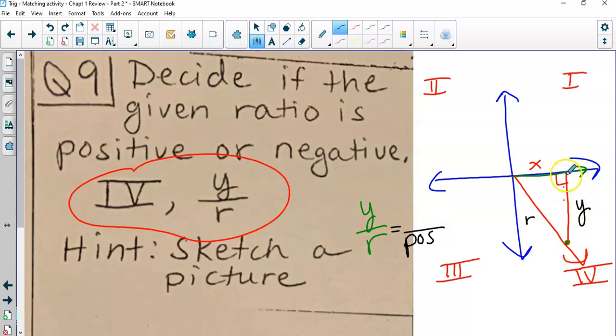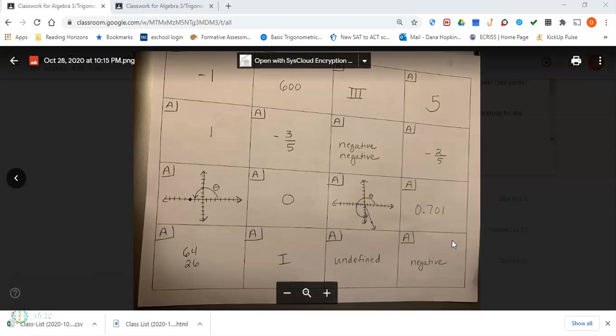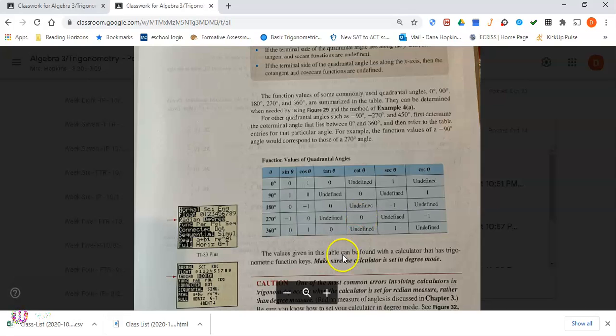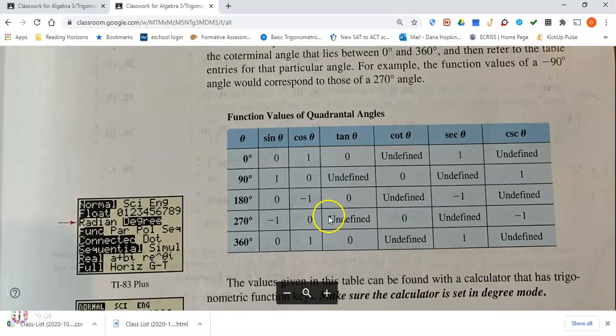But the y, since it's moving in the negative direction from the x-axis down to this point, this would be negative. So negative divided by positive is negative. So the ratio is going to be negative, and let's check it on our answer sheet. And we do have an answer of negative right here. For this question, I need to look at section 1.3, which is page 25, and I'm going to look at this chart right here to determine these trig values.